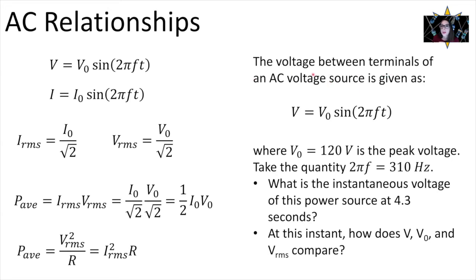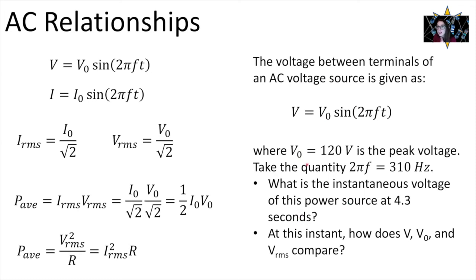So here we have our equation for the voltage between the terminals of an AC voltage source. We've seen this already. In this equation, we're going to let our maximum voltage be 120 volts. That's our peak voltage here, this quantity. And we're going to take this quantity, 2 times pi times the frequency, to be 310 hertz. And I'm going to ask you, what is the instantaneous voltage of this power source at 4.3 seconds?